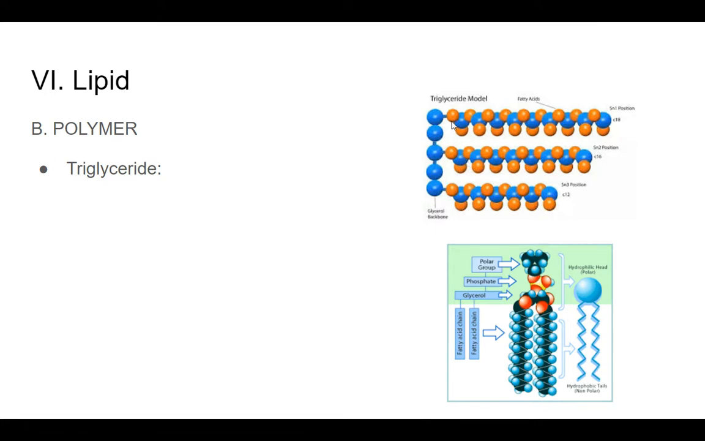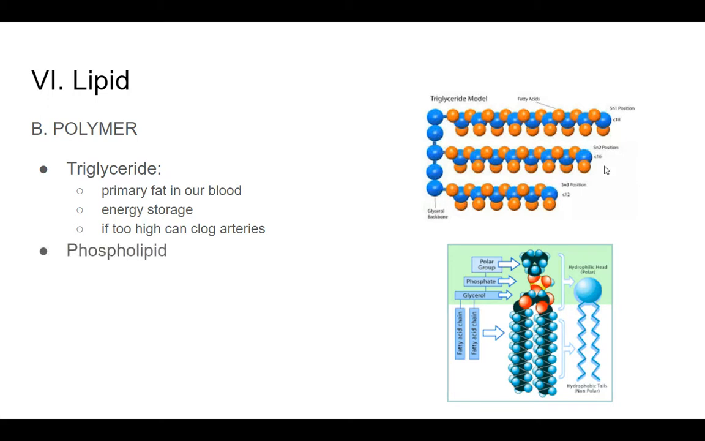Tri means 3. So this is a 1, 2, 3-tailed fat. This is the primary fat found circulating in our blood. It is an energy molecule, so it can provide energy. We actually store it in a cell type that you'll see in just a second. But if there are too many triglycerides floating in our blood, particularly if their tails are straight, they can clog our arteries and lead to heart disease.